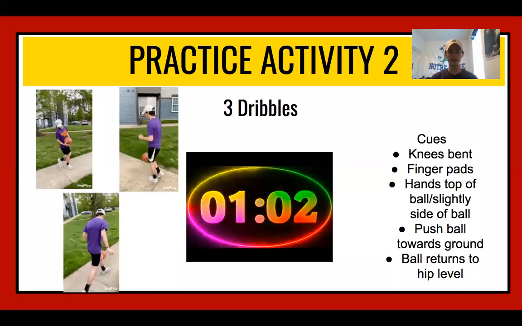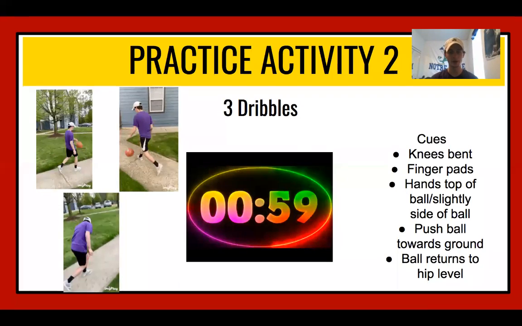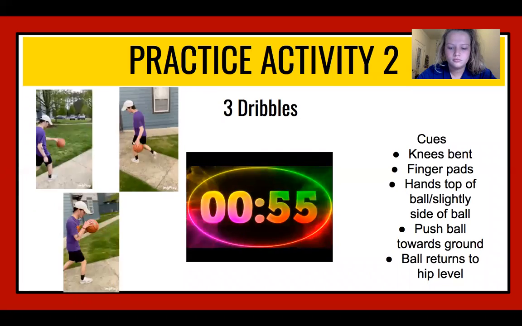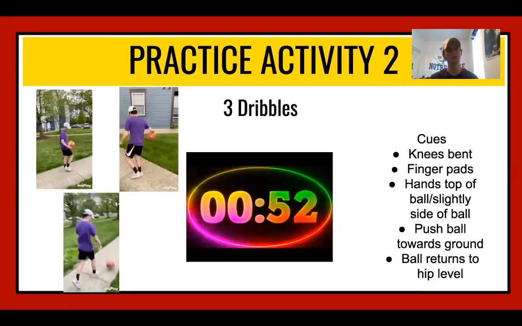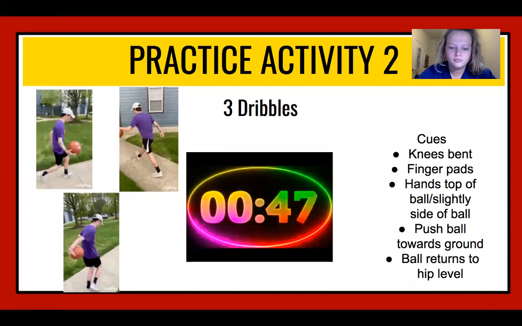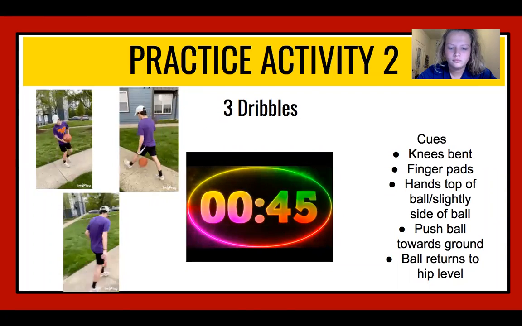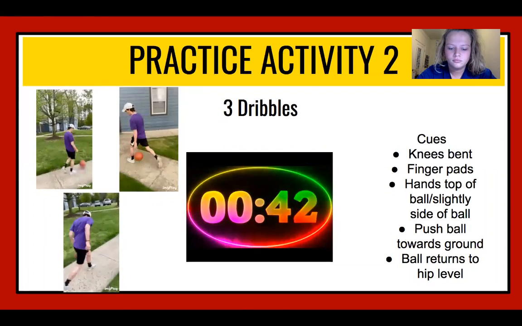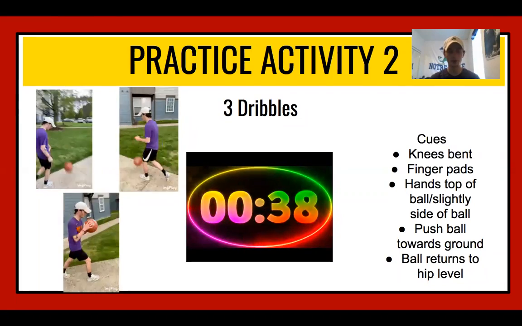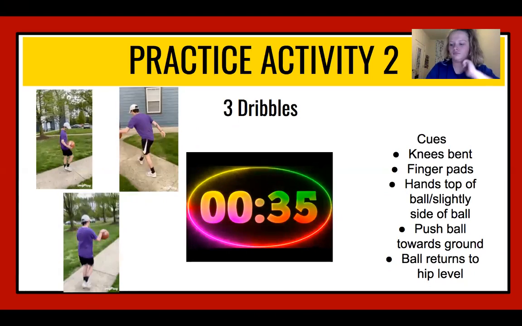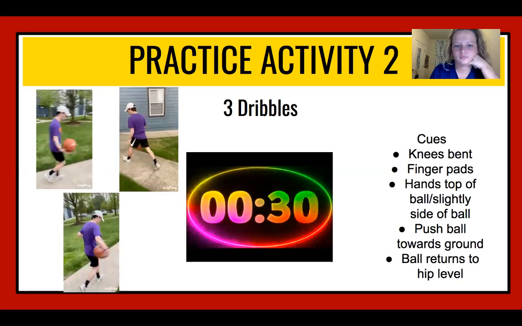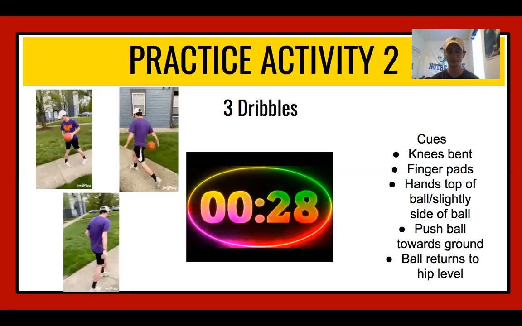All right, and for this last minute, I'm gonna let you guys choose whatever dribble you want to use for the last minute. That's either the crossover, between the legs, or around the back. You can try and do all three. We're gonna stick to our cues for every dribble that we use. Then use finger pads. Make sure that ball is coming back to our hip each time.